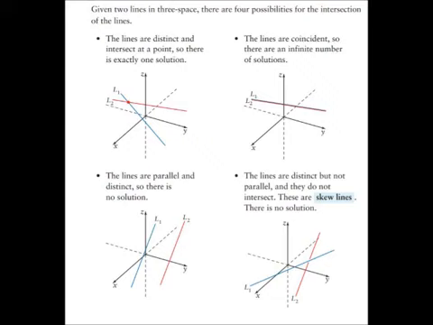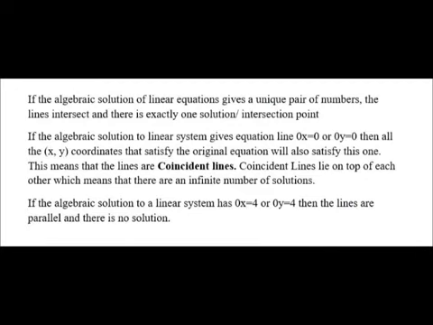The lines are parallel and distinct, so there is no solution. Or the lines are distinct but not parallel and they do not intersect. These are skew lines and there is no solution. If the algebraic solution of linear equations gives a unique pair of numbers, the lines intersect and there is exactly one solution or intersection point.